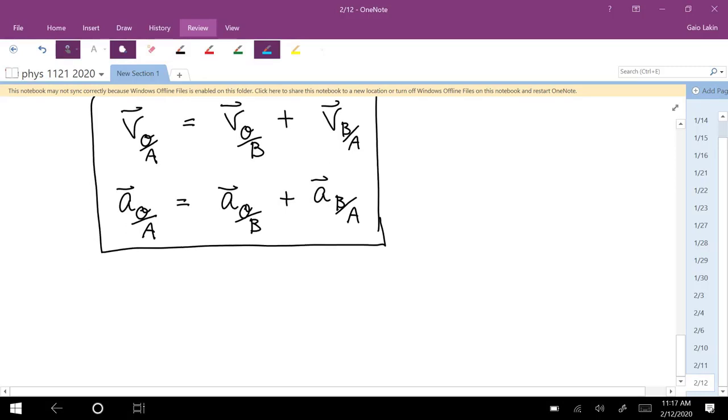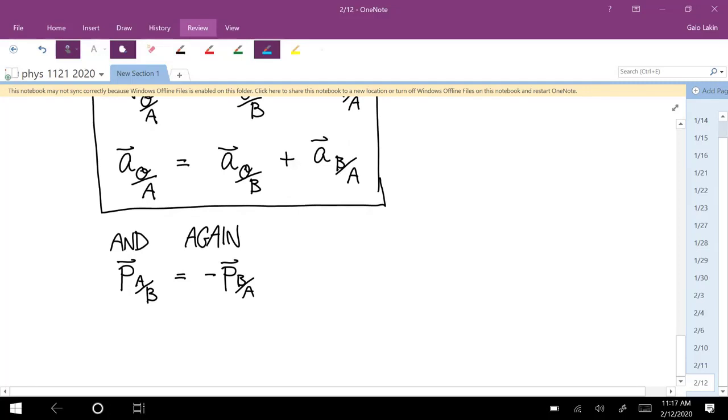And if it ever comes in handy, we also have these relationships for vectors. The position of A relative to B is the negative of the position vector of B relative to A. Same with velocity, same with acceleration. So if you need to switch those subscripts in order to make sense out of your problem, you can switch the subscripts, just multiply by a negative 1. So now velocity and acceleration.